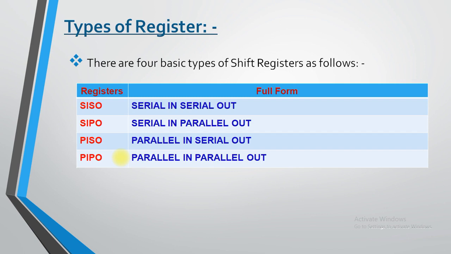Now the first register is called SISO. S stands for serial and I and O stand for in and out. It is a very easy full form. Serial in, serial out. The next register is SIPO. P stands for parallel. So serial in, parallel out. PISO, parallel in, serial out. PIPO, parallel in, parallel out.